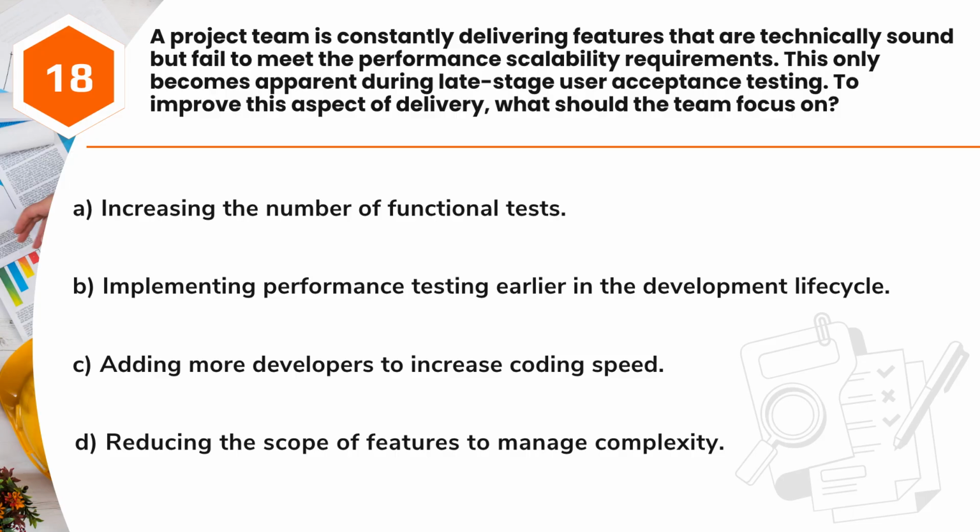Question 18. A project team is constantly delivering features that are technically sound but fail to meet the performance scalability requirements. This only becomes apparent during late-stage user acceptance testing. To improve this aspect of delivery, what should the team focus on? A. Increasing the number of functional tests. B. Implementing performance testing earlier in the development lifecycle. C. Adding more developers to increase coding speed. D. Reducing the scope of features to manage complexity.